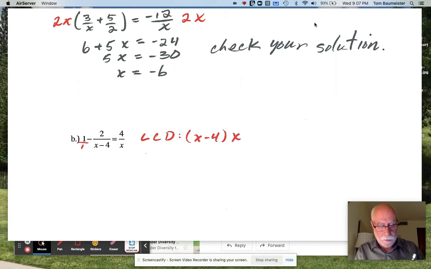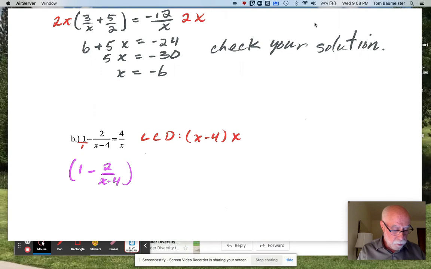And I know I have an x. And again, I'm going to do the same thing here, people. I'm going to take my 1 and minus 2, x minus 4. And again, I'm going to multiply this by x minus 4 times x.